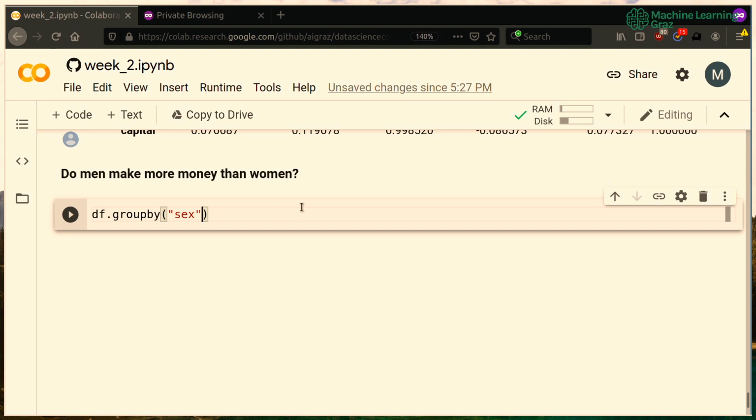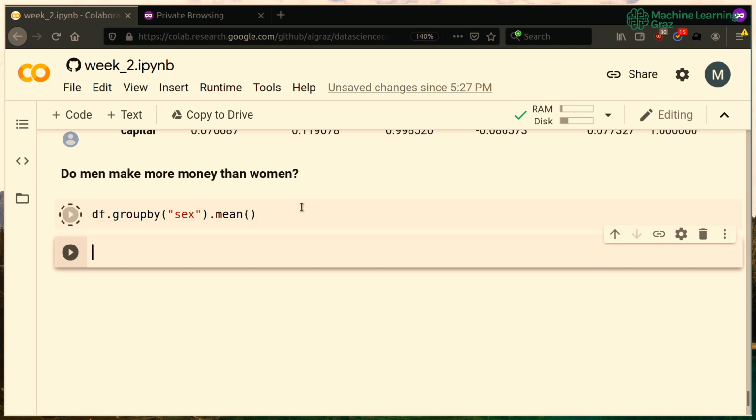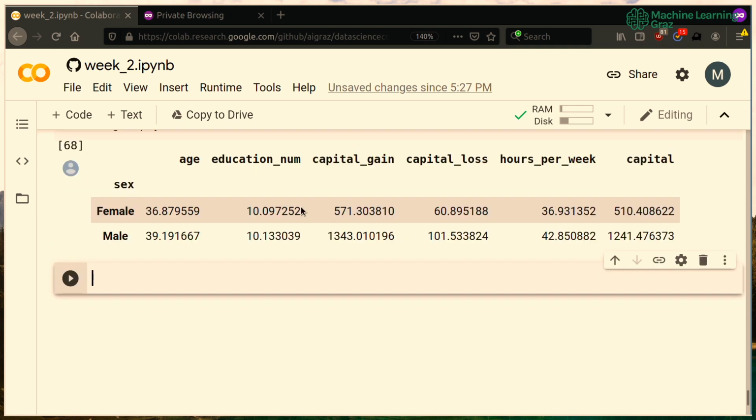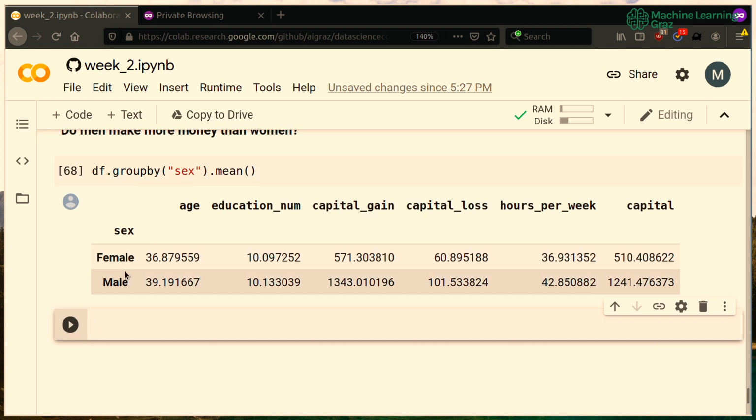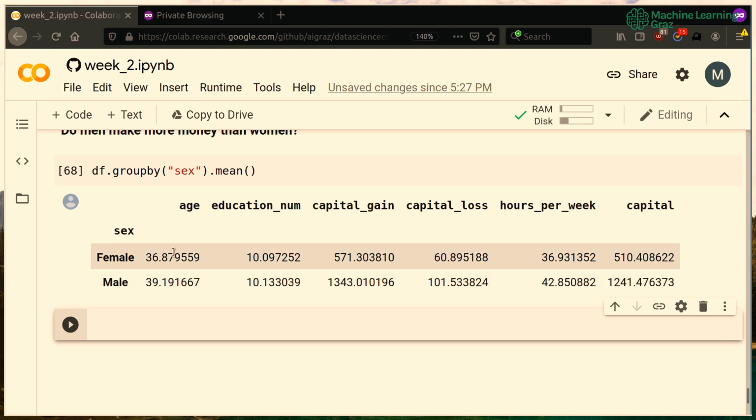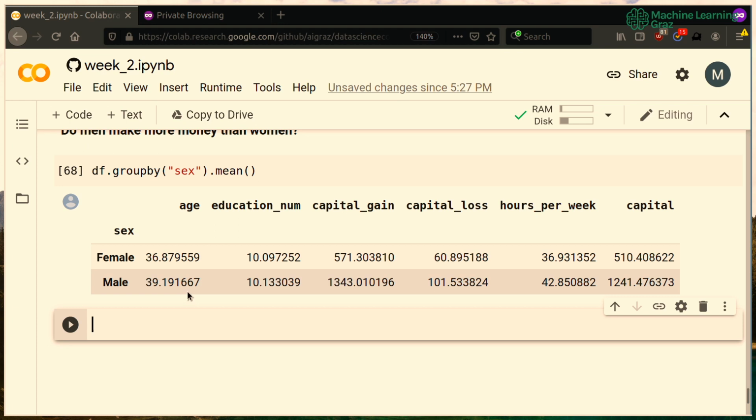Okay, so first I'm going to group by sex. Group by basically groups the data for me by a certain column. So if I write group by mean, it will group the average based on a certain value. So here I have two sexes, male and female, and here I can see the average age of male and the average age of female.